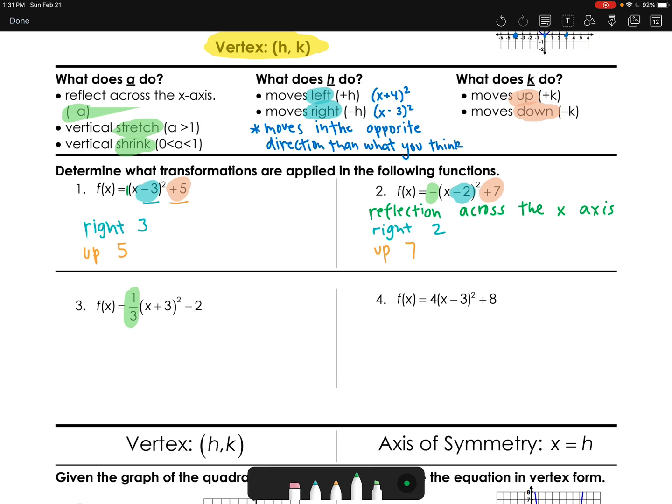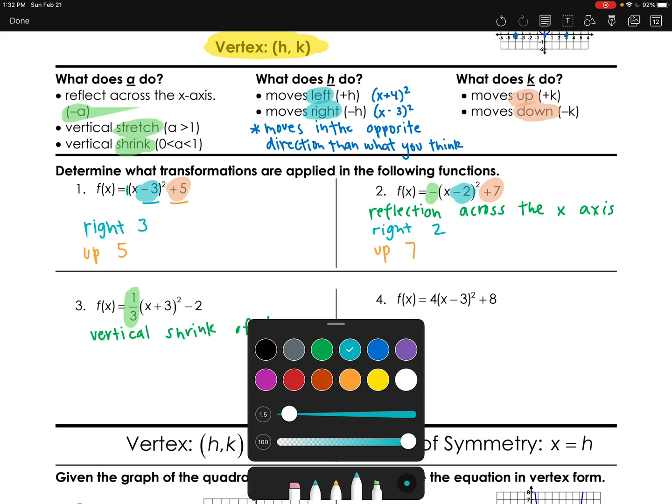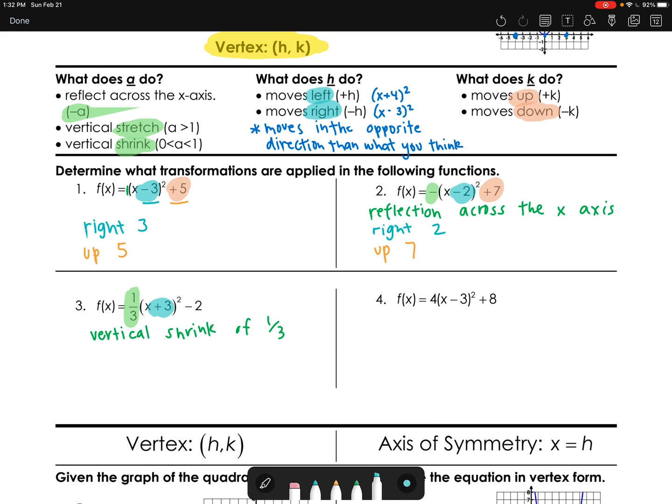And so this time we have a number outside, as a, and this tells me that we have a shrink, or better yet, we're going to call this a vertical shrink of 1/3. Okay? And then we're going to look at our h value next. So we have +3, we're moving in the opposite direction. So we're going left 3 this time. And we are moving down 2.